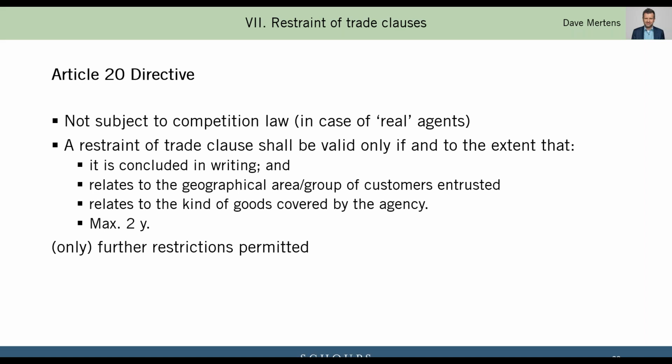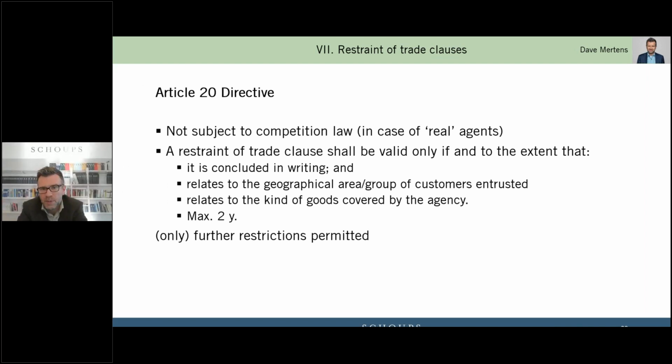The restraint of trade clause and non-compete clause after termination, again after the end of the contract, could be valid, but only, as you read on the slide, if and to the extent that it is concluded in writing. So an implicit one is not permissible. Some case law does accept an implicit non-compete clause during the agreement, but afterwards it has to be in writing. It must be limited to the area, the territory or the group of customers entrusted to the agent. You say, okay, you are exclusive or not in this territory or for this group of customers. The restraint of trade clause also has to be limited to that territory.